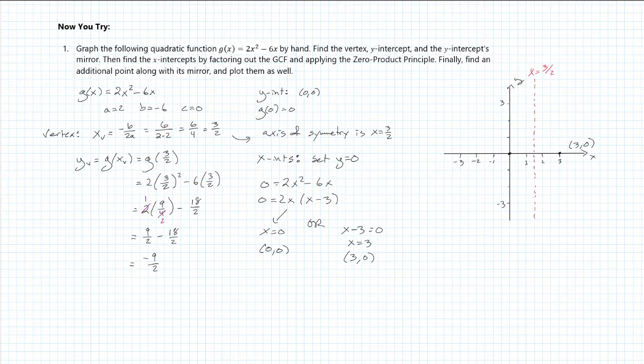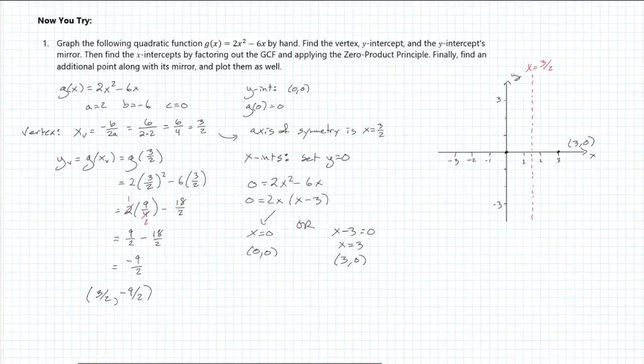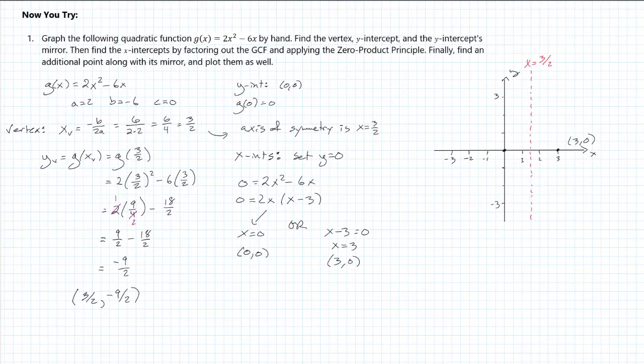And now we can get that vertex point. The vertex is at (3/2, -9/2). So I'll go over here and say negative 1, 2, 3, 4, 5, 6, 7, 8, 9. It's down here, so I'm going to make this a little bit further down. 4, 5, negative 6. Negative 9/2 is negative 4.5. So that's this point. This is (3/2, -4.5), which is the same thing as (3/2, -9/2).